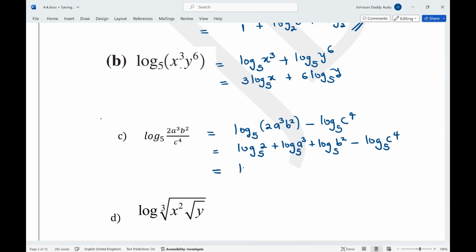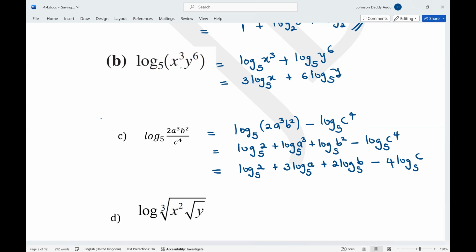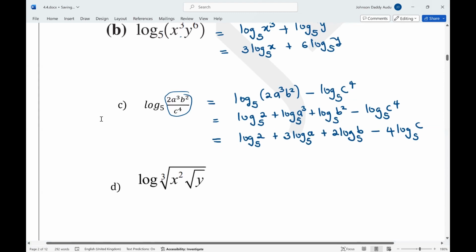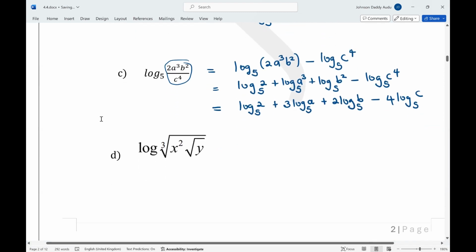And this is going to be log to base 5 of 2 plus 3 log to base 5 of a plus 2 log to base 5 of b minus 4 log to base 5 of c. So you can see here we had just one term, and now we have turned it into 4 terms. That is why we say expansion. This is an expansion, right? Because you have a simple term, and you make it more, like making it more complicated somehow.